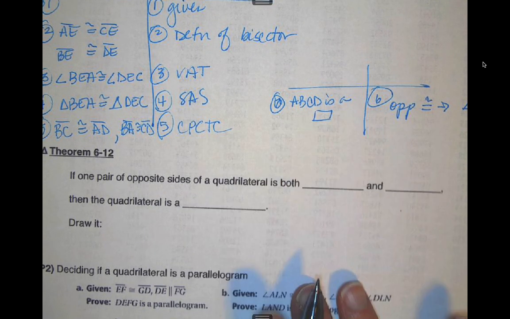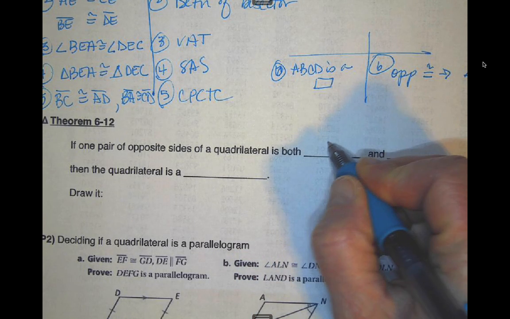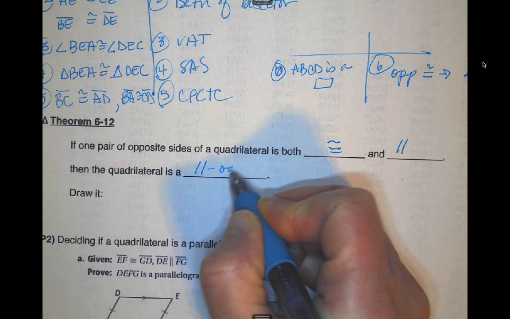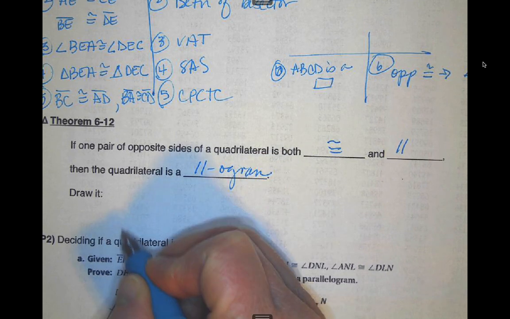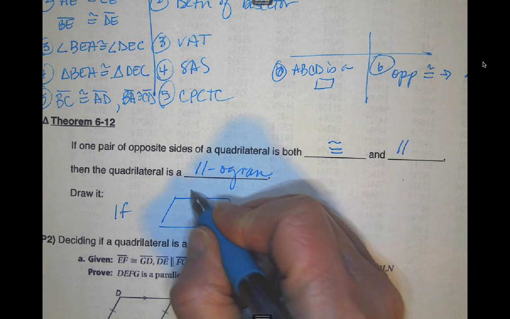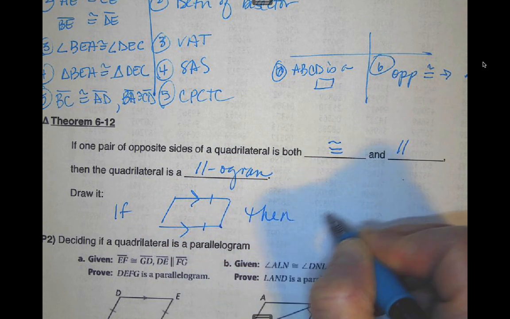If one pair of opposite sides of a quadrilateral are both congruent and parallel, the quadrilateral is a parallelogram. So what this one is saying is if you have a pair that's parallel and congruent, then it's a parallelogram.